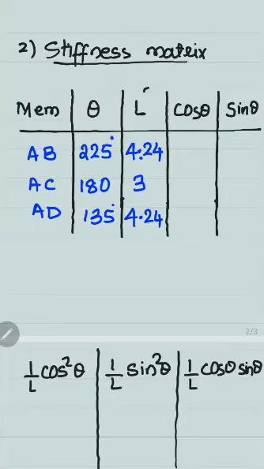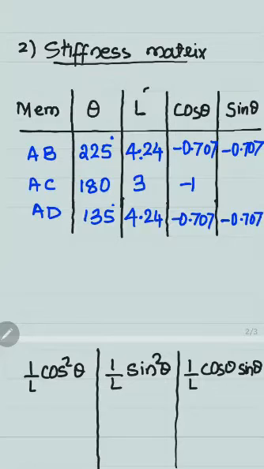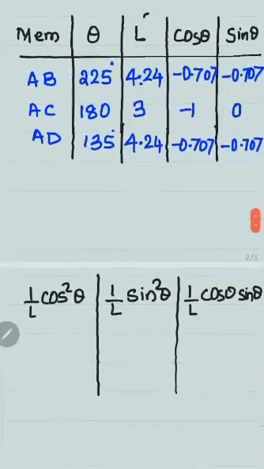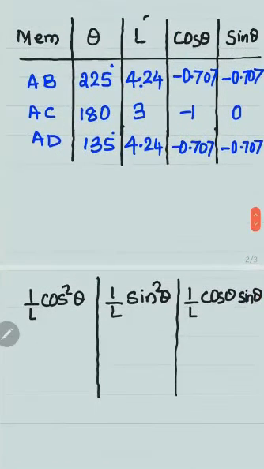Now calculate cos theta and sin theta. For AB, cos theta and sin theta will be minus 0.707, and for AC, cos theta will be minus 1. Sin theta will again be minus 0.707. For 45 degrees, cos theta and sin theta are the same, minus 0.707, and sine of 1 is 0, right? So after getting this cos theta and sin theta, I have taken this as L, right?